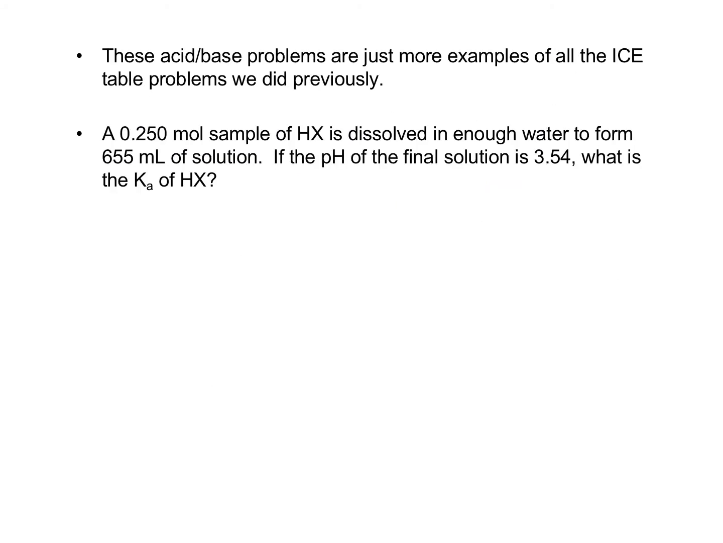Okay, I just wanted to do one more example. We just saw how we could calculate the pH of a weak acid solution, but really all of the equilibrium problems that we did last chapter can be applied to weak acids. And so let's do one more example. So we have a 0.250 mole sample of some generic acid called HX. It's dissolved in enough water to form a 655 milliliter solution. And they give us the pH and they want to know the Ka. And so to give us more room, I'll set this up on the next slide, but this is just another ice table type problem.